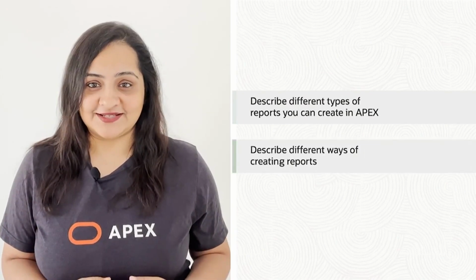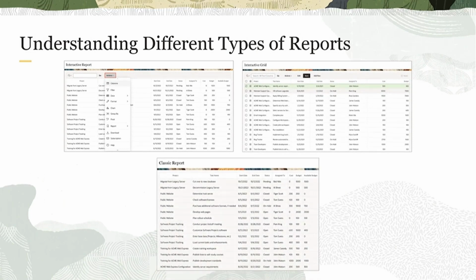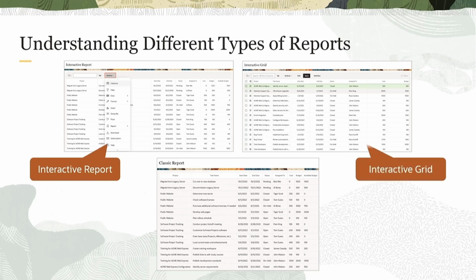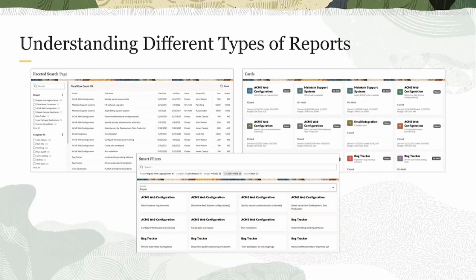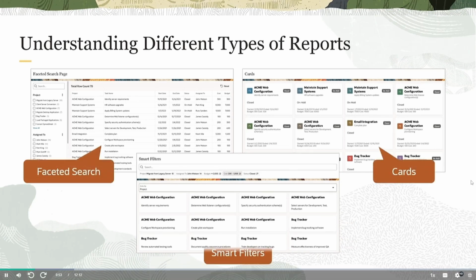of creating these reports. A report in Oracle Apex is the formatted result of a SQL query. You can generate the SQL query by selecting a table or view in a wizard, or by defining the SQL query manually. On the screen, you can see the different report types: the interactive report, interactive grid, and classic report. Now on this screen, you can see examples of faceted search, cards, and smart filters.